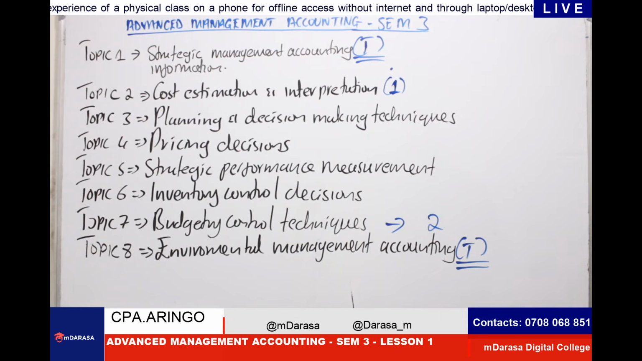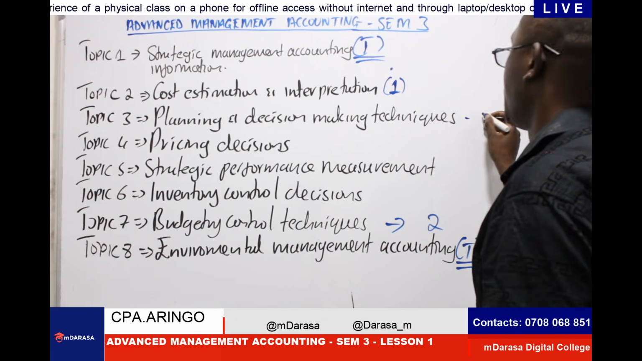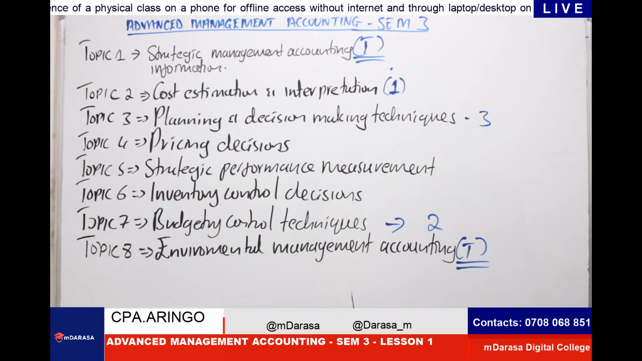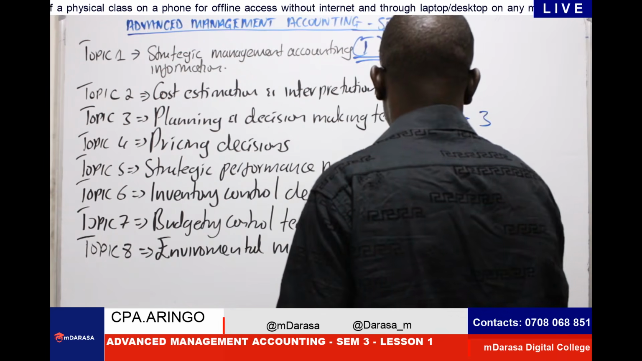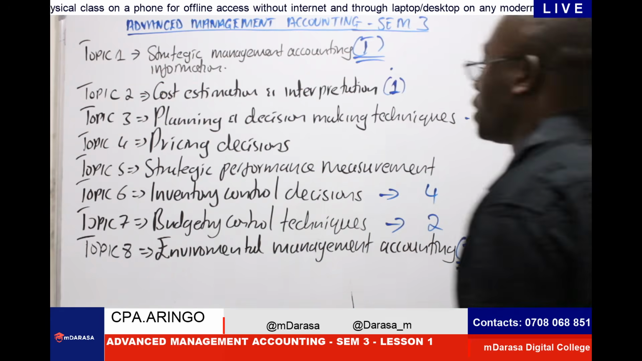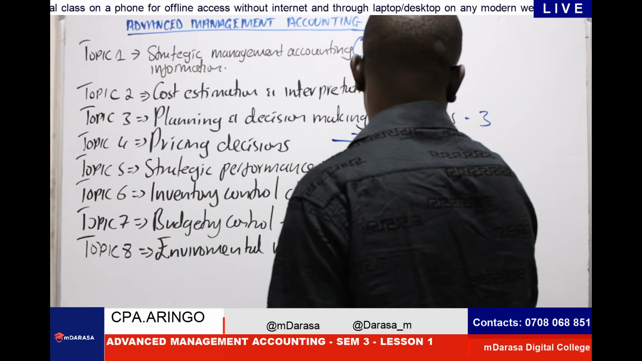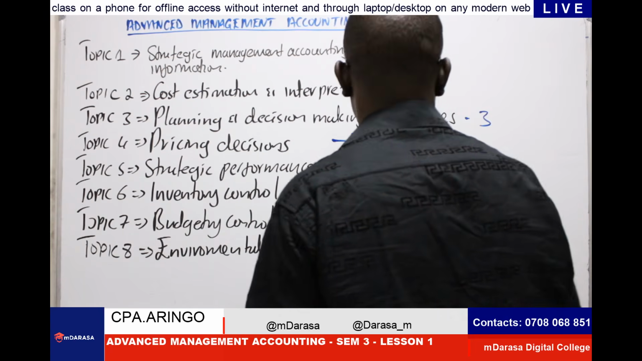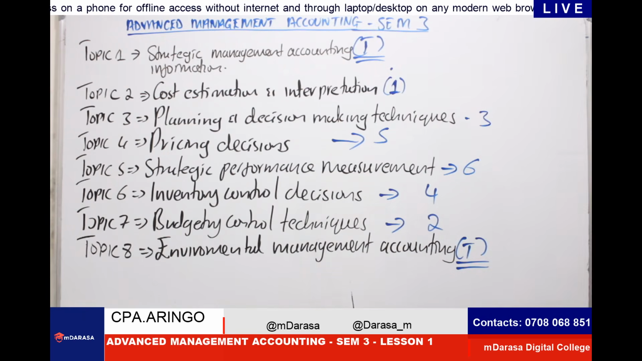After looking at topic number 2, we will come back to topic number 3. This will be our number 3, planning decision-making techniques. After that, we are going to jump to inventory control. So this will be our number 4. Once we are through with that, we will jump into the aspect of pricing decisions. So this would be our number 5. Then finally, the one that you're going to clear with will be strategic performance measurement.